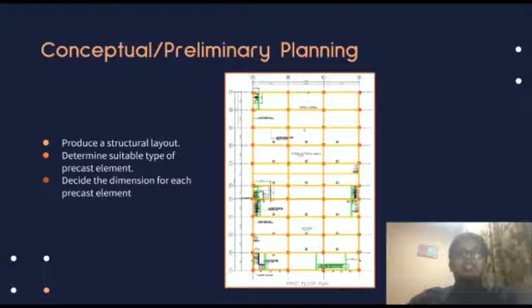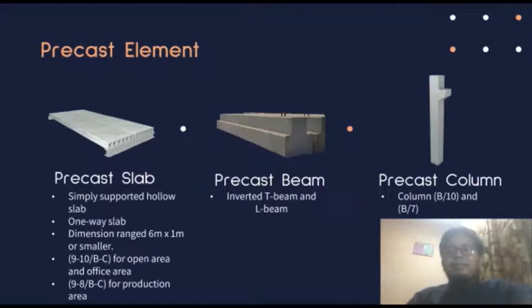Next, we decided to determine the suitable type of precast element. For example, we decided to use inverted T-beam and L-beam for the beam. Lastly, we decided on the dimension for each precast element. As you can see, this is the precast element situated in this project. First, the precast slab: we use the simply supported hollow slab with one way slab, dimension range length 60 meter and width 1 meter or smaller.